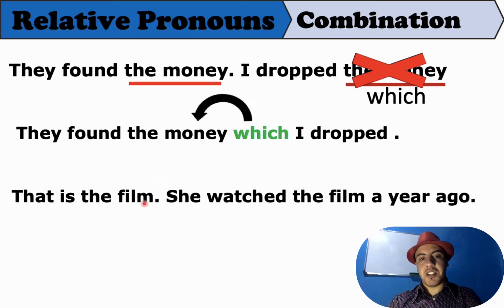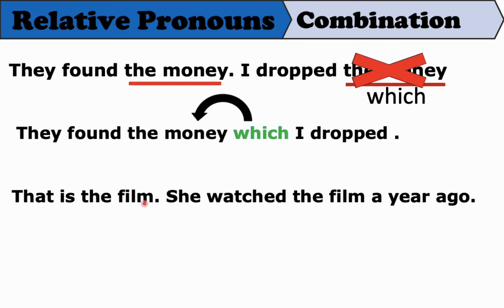Okay, another example is, that is the film. She watched the film a year ago. So what is repeated? Good, the film. So which one are we going to delete? Is it the first film or the second film? Second film, good. And we need to replace it with what? With which, very good, because the film is an object or a thing.